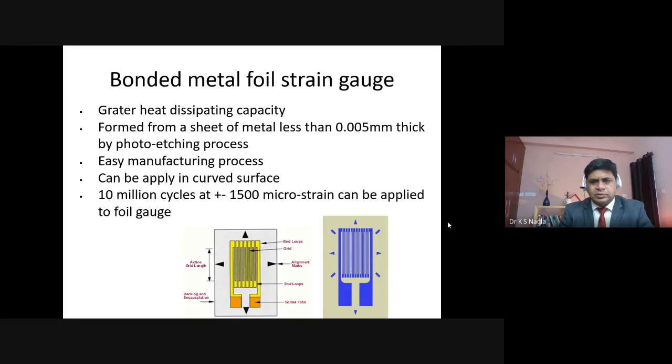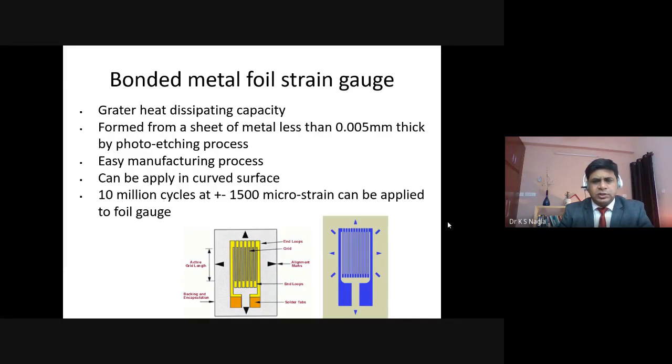and is formed from a sheet of metal less than 0.005 millimeter thick by a photo etching process. Photo etching is a part of thin film technology, where a large number of such foil type strain gauges can be prepared on the base in a single go. It can be applied on a curved surface also due to its flexibility. It can withstand 10 million cycles, has a long life, and the foil type strain gauge has a fast response. That's why modern industry is using the foil type strain gauge.